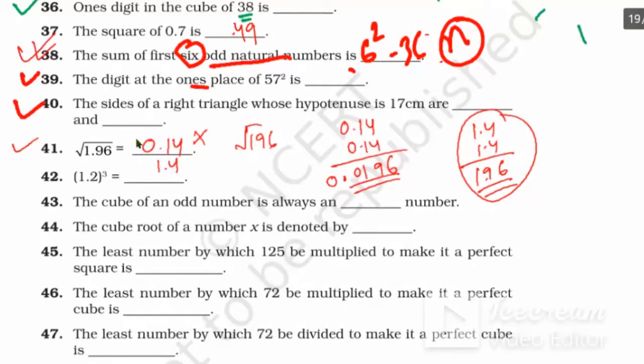Kya problem tha isme? Dekho, point kahan pe lagana hai, wo seekho. Yahan pe isse pehle kitne digit hain? Do digit hai na? So, hamara isme ek digit ke baad point aayega. Ye maloom 196 ka root 14 hota hai, lekin bas point dekh ke lagana hai isme. Theek hai? Chalo, 42 batao kya aayega?